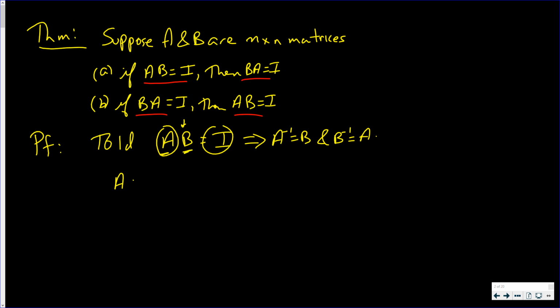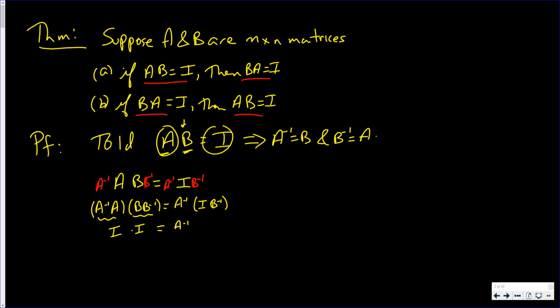Okay, so now we have AB is equal to I. And on the left, I'll multiply by A inverse on both sides of the equation. And on the right, I will multiply by B inverse. So the left side I can break up as A inverse A times B B inverse. And this is equal to A inverse times, I'll bracket it this way, identity times B inverse. Well, this is the identity times the identity, and this is A inverse. Identity times B inverse is B inverse.